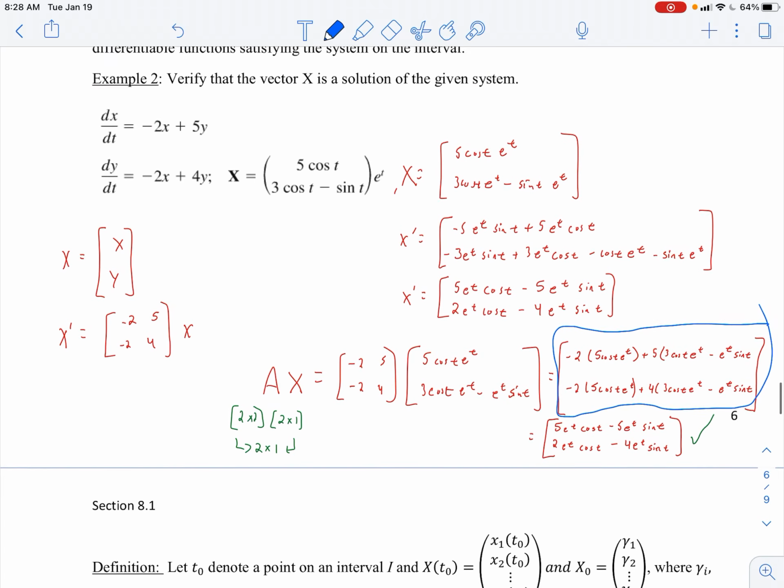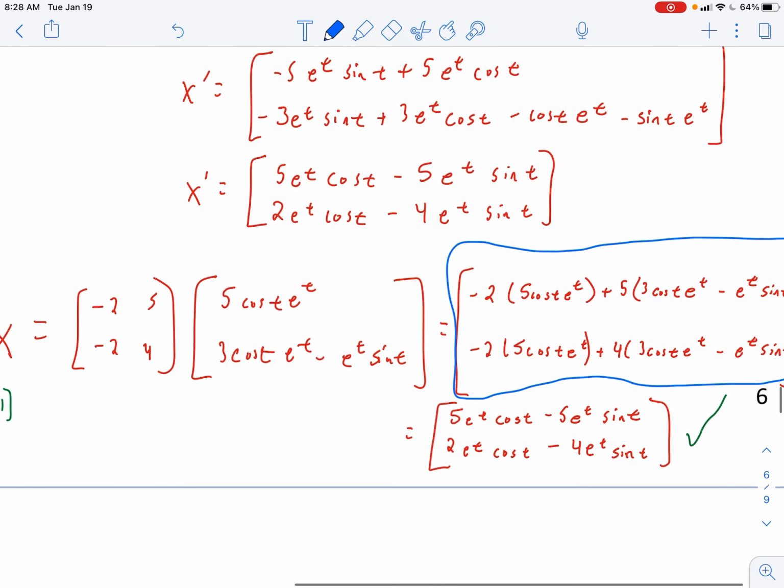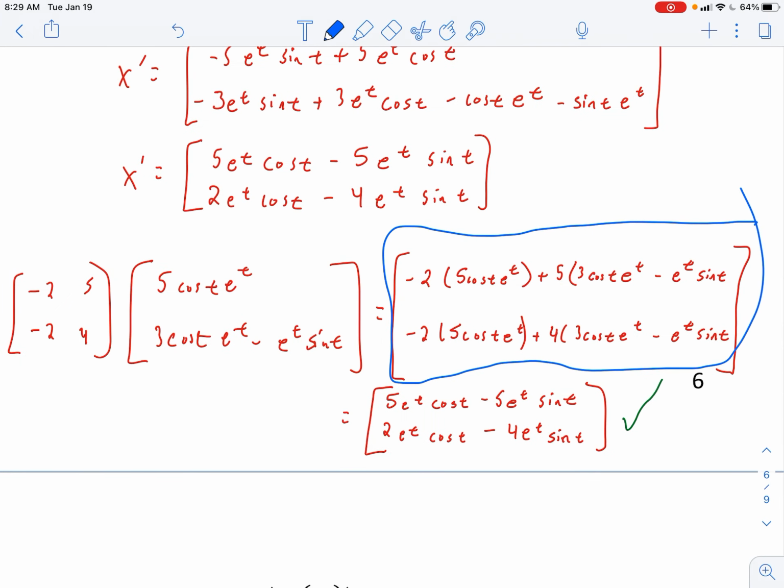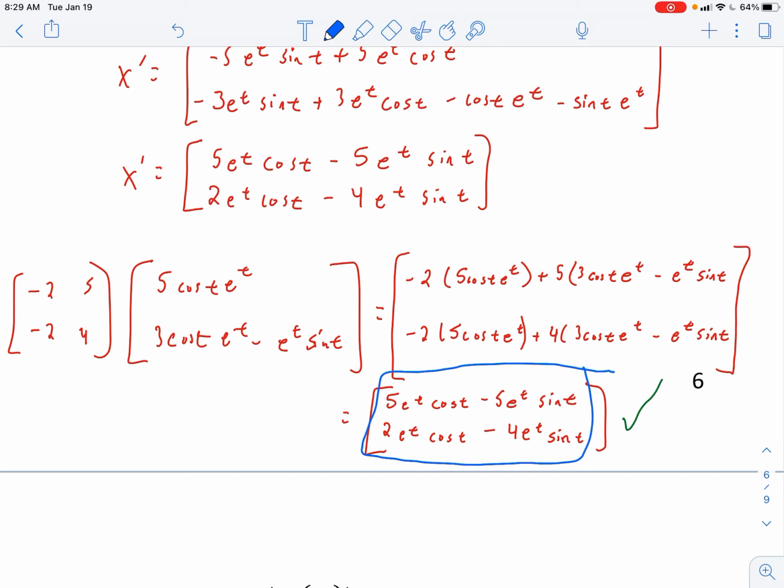And then we multiply. After we multiply, we notice, oh hey, we get 5e to the t cosine t minus 5e to the t sine t, 2e to the t cosine t minus 4e to the t sine t, which matches with that. So it is a solution.